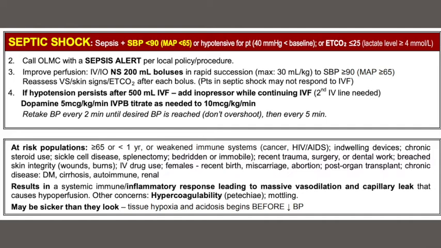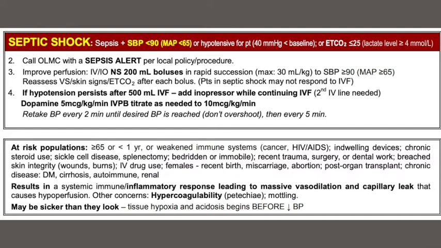So after we call medical control with a sepsis alert, we're going to be doing our normal saline 200 milliliter boluses in rapid succession. We're going to be reevaluating the patient after each bolus, but we're going to continue to do that up to a liter. However, if their hypotension persists after 500 milliliters, we're going to add our dopamine. Our dopamine, we're going to start at the beta dose of 5 micrograms per kilogram, and we're going to titrate it up as needed to 10 micrograms per kilogram per minute.